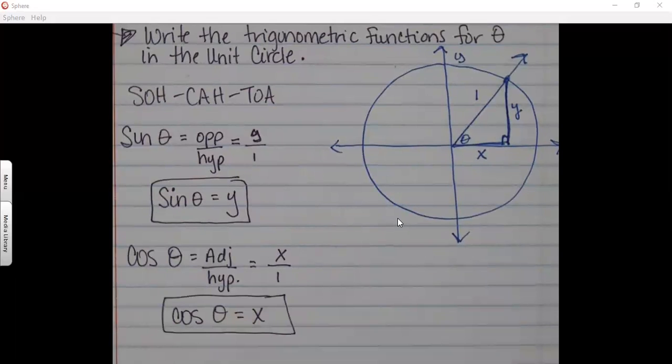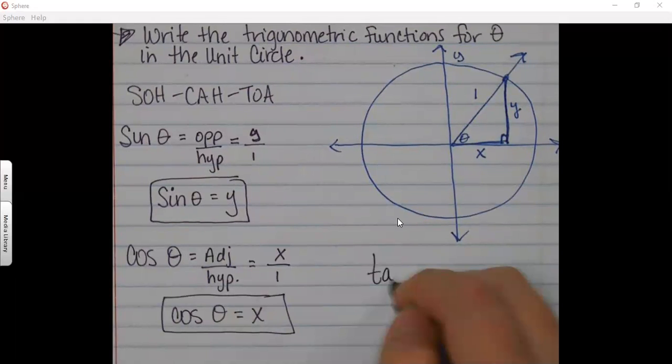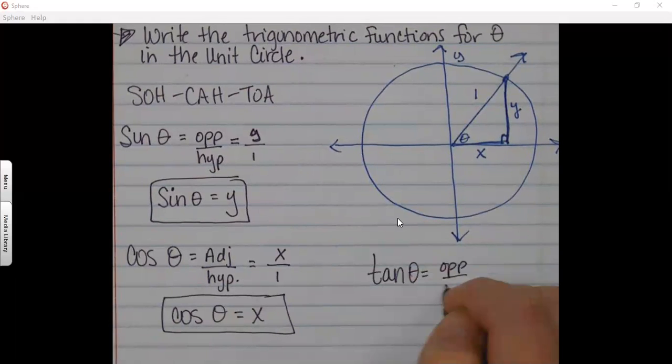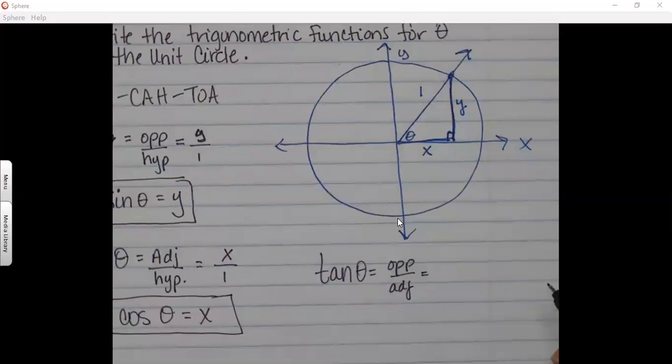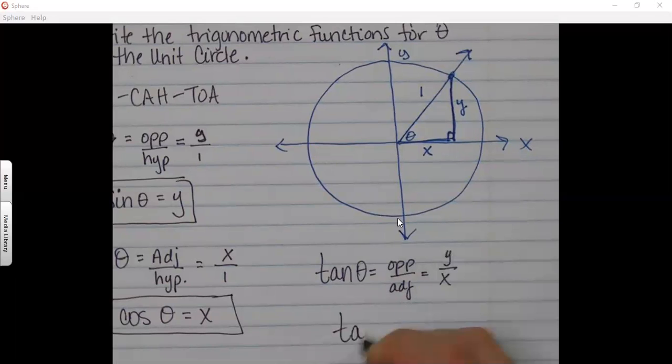And then to find the tangent of theta, tangent is the opposite leg over the adjacent leg. What's the measure of the leg opposite of theta? Y divided by, what is the measure of the leg adjacent? X. So for tangent, that doesn't reduce to just one variable. You have to find the leg that's opposite divided by the leg that's adjacent.